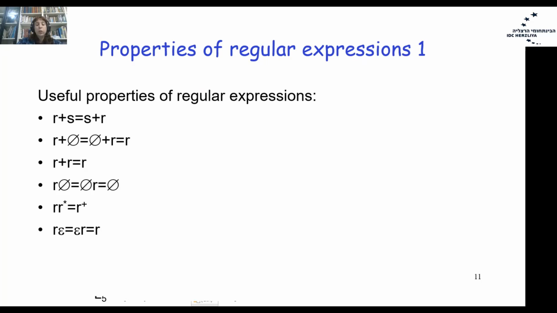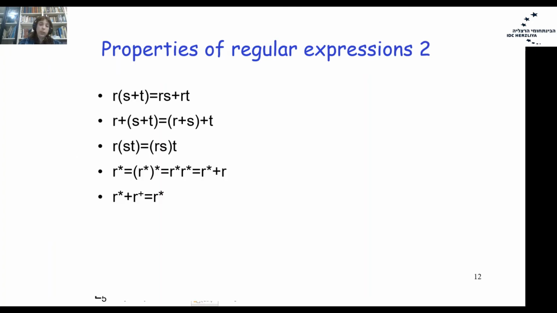R concatenation with an empty word equals an empty word concatenation with R and equals R itself. We continue with additional properties of regular expressions. R concatenation with S or T equals RS or RT. You can do concatenation of R with S or concatenation of R with T.